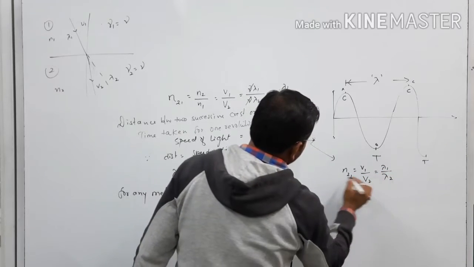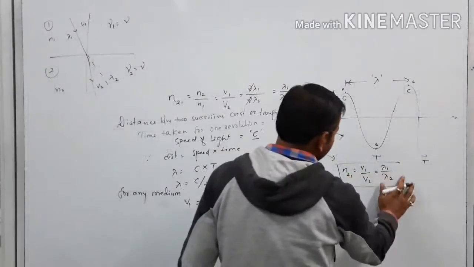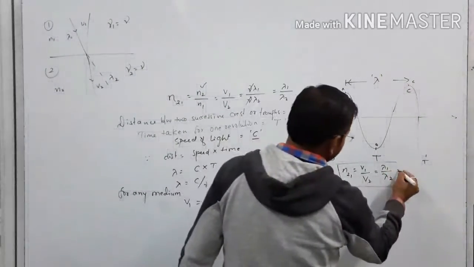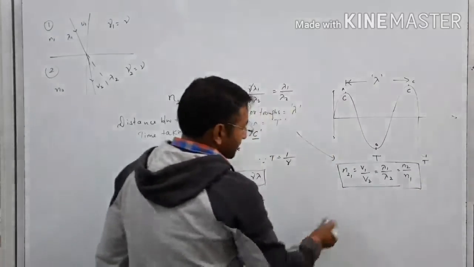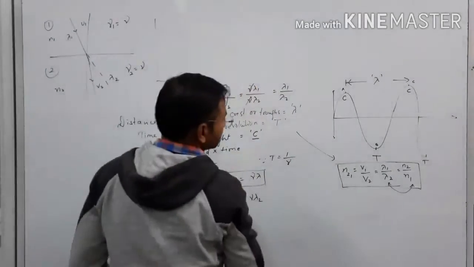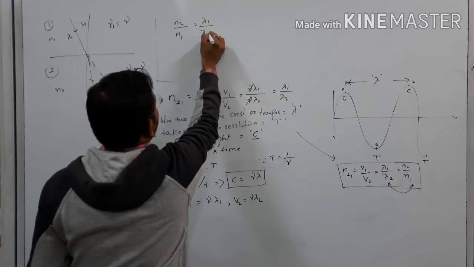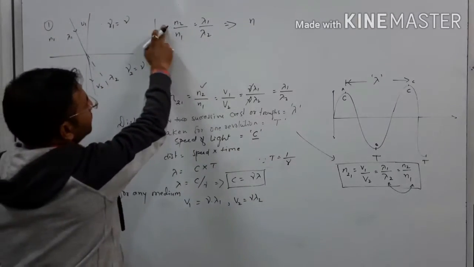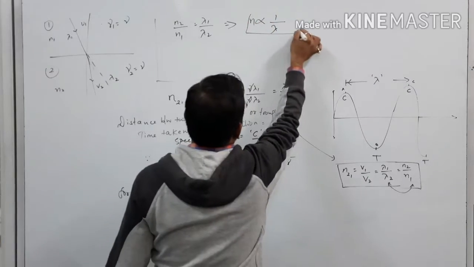So by this relation, N21 equals V1 upon V2, which equals lambda 1 upon lambda 2. Now if we think about the refractive index, there is one more relation. By these two, N2 by N1 equals lambda 1 by lambda 2. It implies that refractive index is reciprocal of lambda.